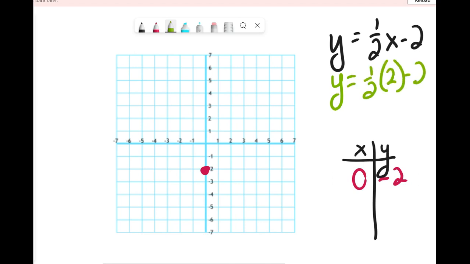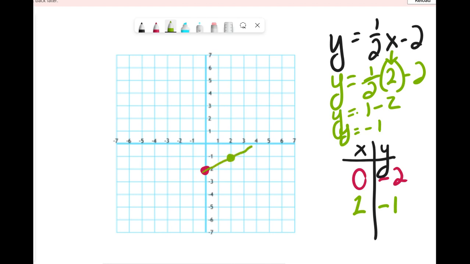I'm plugging in positive 2 because if I plug in 1, I'm going to get a fraction, and I don't like to work in fractions. So if I can stay away from that, I'm going to. And I know since this is 1/2, if the number is divisible by the denominator, it will keep it a whole number. So when I do 1/2 of 2, that's just 1, and 1 minus 2 is negative 1. So when I plugged in positive 2 for x, and I solved, I got negative 1. And so I'm going to go over to positive 2 and then down to negative 1.